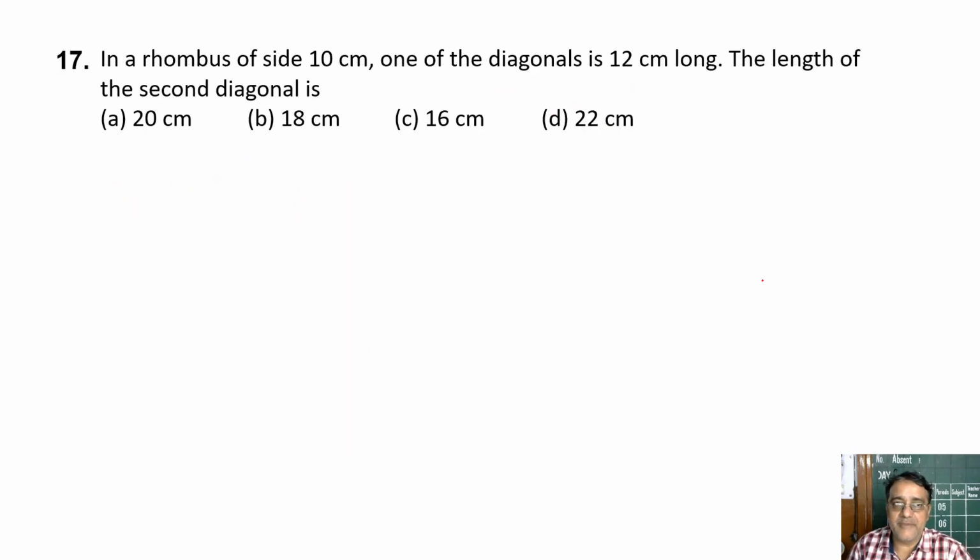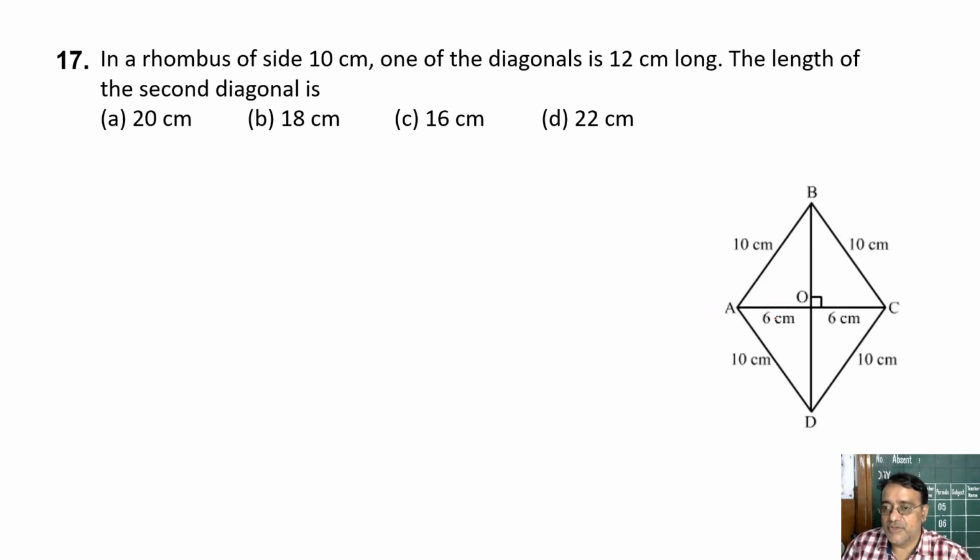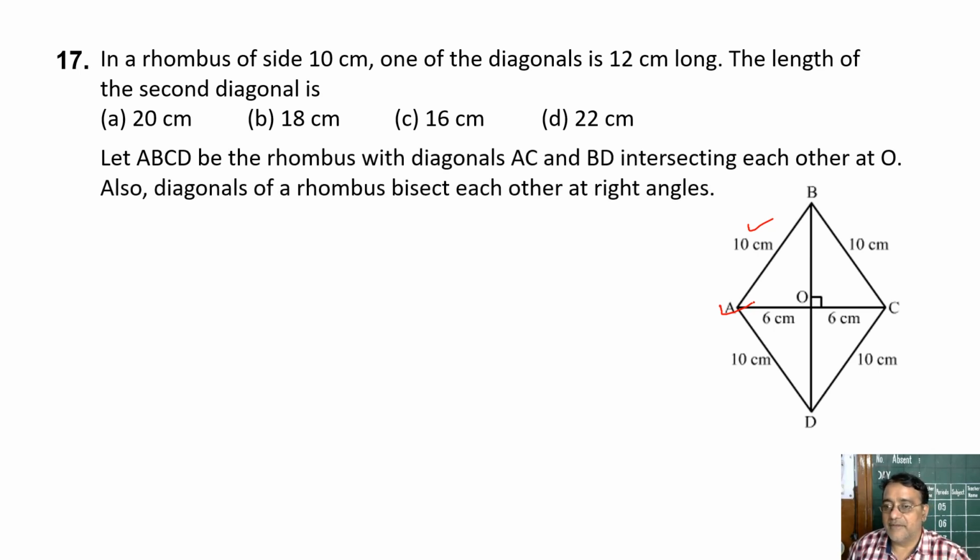So now we are moving toward question number 17. In a rhombus of side 10 centimeter, one of the diagonals is 12 centimeter long. The length of second diagonal? So here look, we are making a rough figure. Side is given 10 centimeter and the length of one diagonal is given. Let it be AC. And we know that diagonals of rhombus bisect each other at 90 degree. So we are going to take triangle AOB, and we need to find OB first. How will you find? Using Pythagoras theorem, very good.